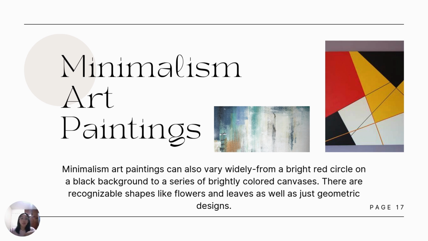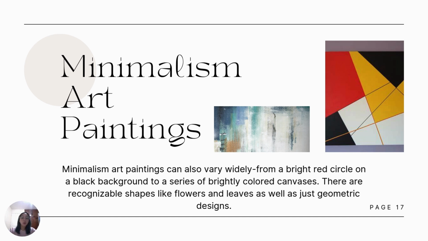And here we have the paintings. So this type of minimalism can also vary widely from a bright red circle on a black background, for example, to a series of brightly colored canvases. It is characterized by having recognizable shapes like flowers, leaves, or just geometric designs.